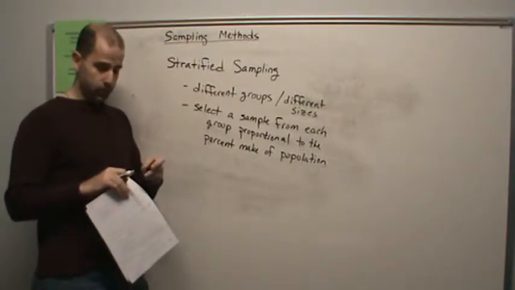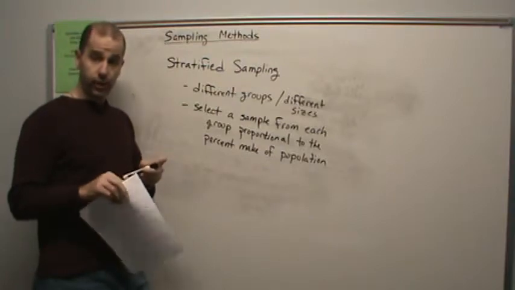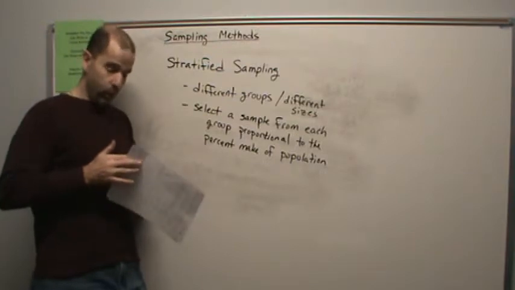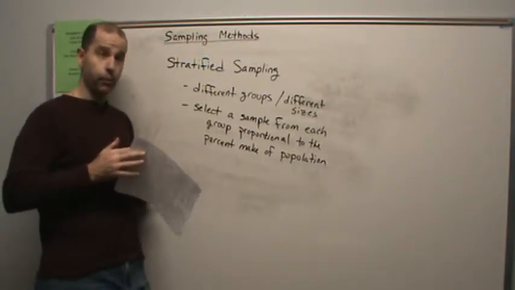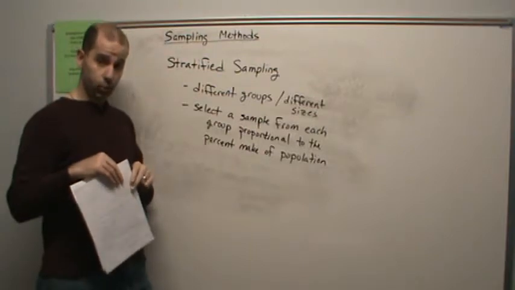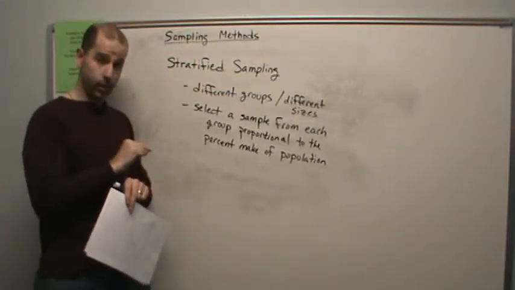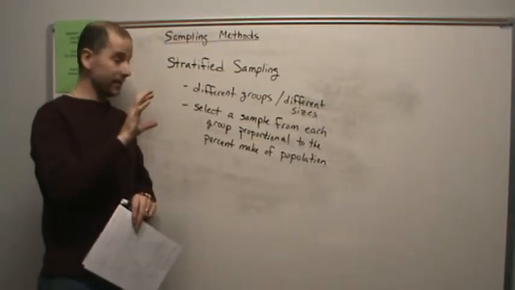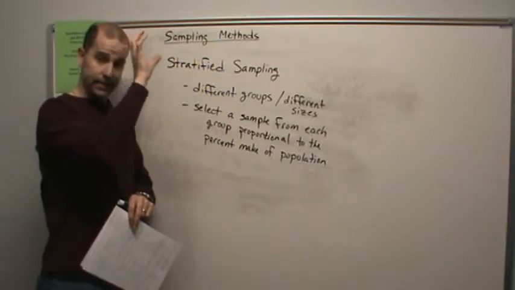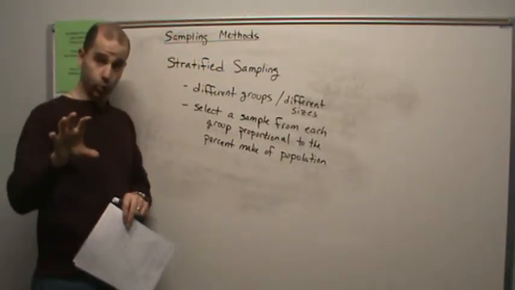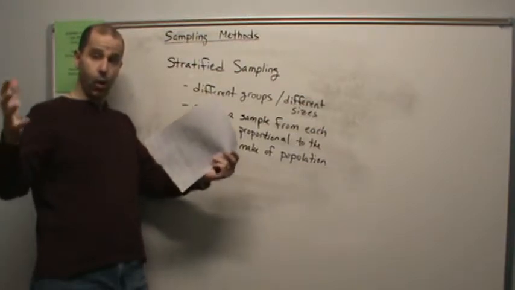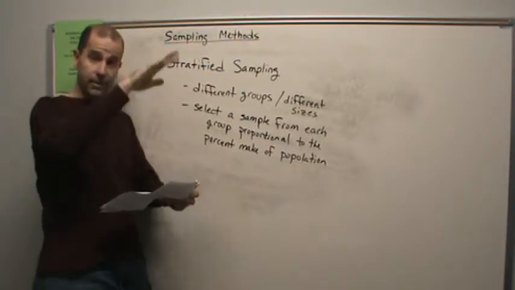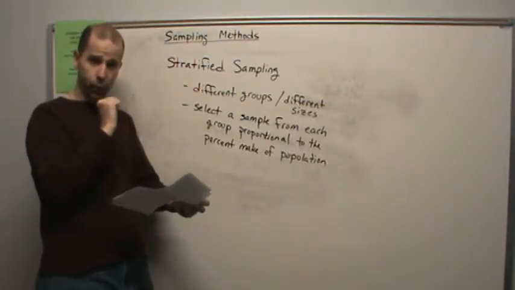Because different groups may be different sizes, the proportions of the groups are going to be different most likely. So for a representative sample, we want to make sure that the proportions of the different groups are the same in the sample as in the population. So that's what we mean. We're going to select a sample from each one of the different groups so that when we combine all of those little samples, the actual sample we get is going to have the same makeup as the population. Okay, I hope that makes sense.